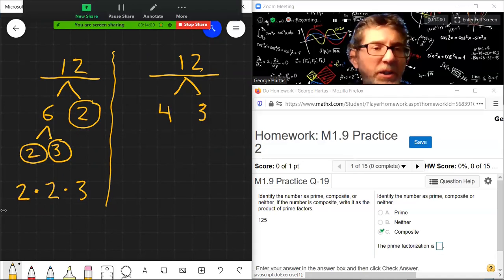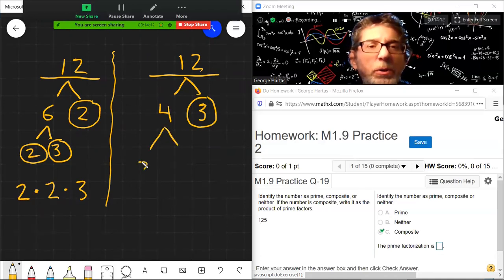We still get the same thing? Well, let's find out. Now, 3 is a prime number we cannot break down, so we can circle it. 4 is composite because it can be broken down into 2 times 2, and 2's are prime. And look, it's the exact same thing.